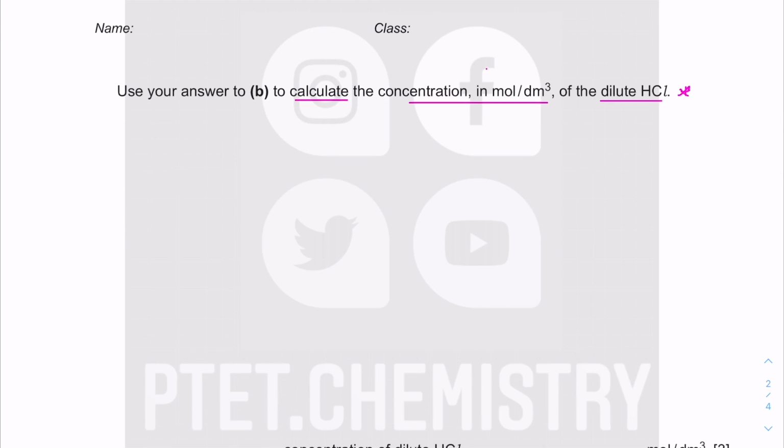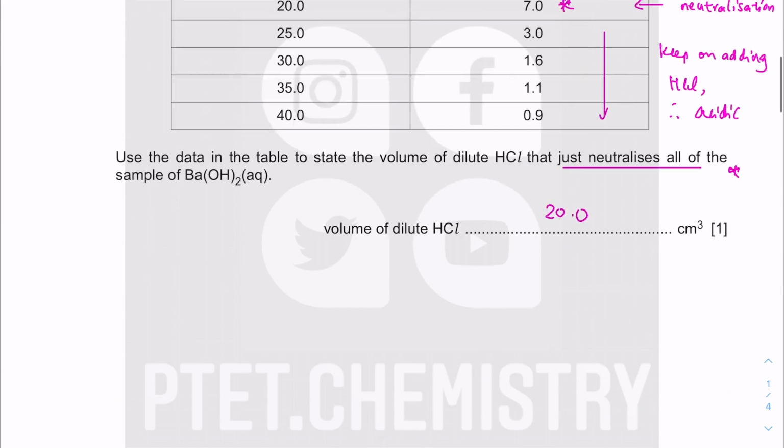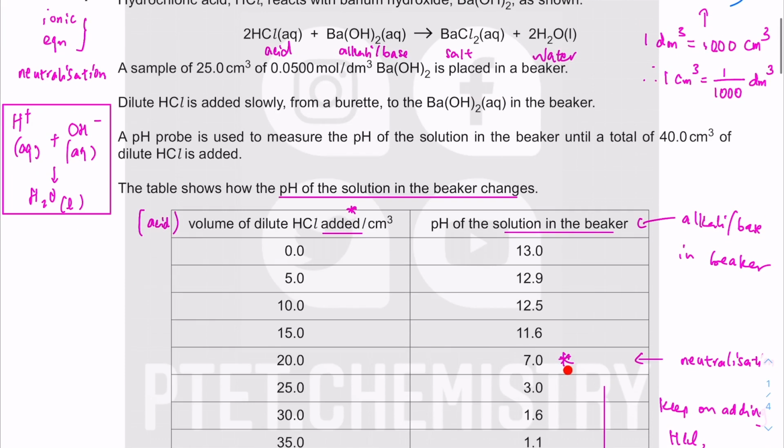So we've got to look at the point of neutralization. At the point of neutralization, all the acid reacts with the base. That was essentially what the question told you, where the volume of dilute HCl just neutralizes all of the hydroxide. So this equation is valid when HCl is completely reacted with barium hydroxide to give you the salt and water.